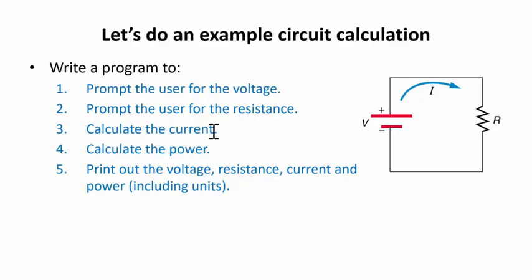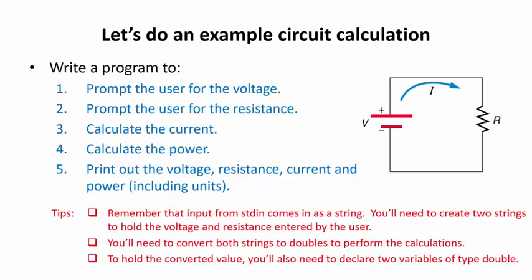You calculate the current first because you actually need to know it to calculate the power. So we have to do that one first, that one second. And then let's print out the voltage, resistance, current, and power, including units. That'd be handy.